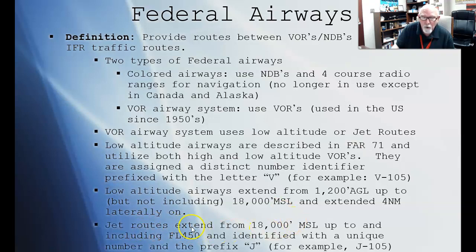Jet routes are above flight level 180, or 18,000 MSL, up to and including flight level 450, or 45,000 feet. They are identified on high altitude IFR charts with a prefix of J. And they, again, are depicted as light blue lines. You won't see them on the Charlotte sectionals.